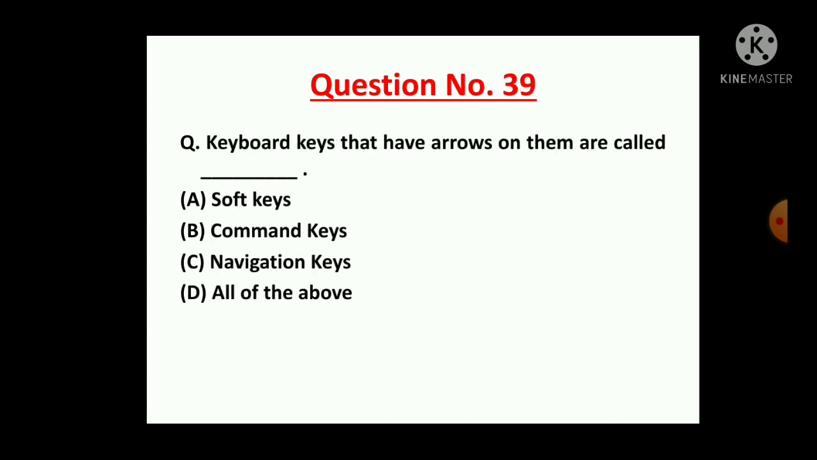Question number 39. Keyboard keys that have arrows on them are called soft keys, command keys, navigation keys, all of the above. The correct answer is navigation keys.